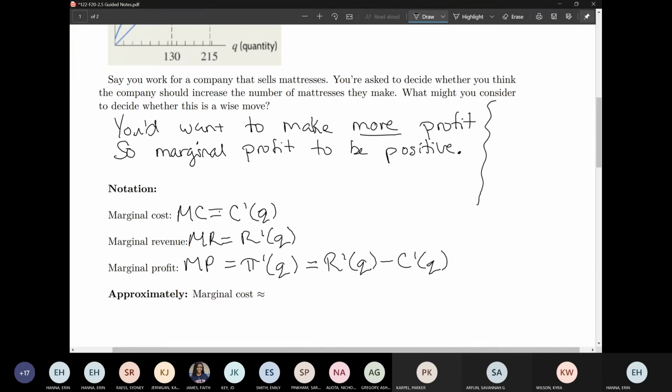So kind of coming back up here, now that I have the notation to actually use, what we would want is that marginal profit to be positive. So then marginal revenue minus marginal cost would have to be positive. So kind of the same kind of thing that happens in the thing we just did, where marginal revenue will have to end up being greater than marginal cost. Now, approximately, marginal cost or revenue or profit would be equal to essentially the cost of making Q plus 1 minus the cost of Q.